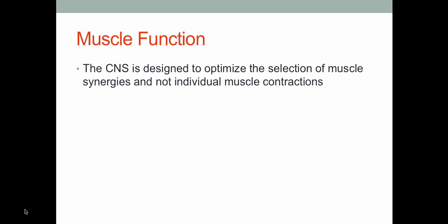Ultimately, the central nervous system is designed to optimize the selection of muscle synergies and not to go into individual muscle contractions. So if we can practice and function like this in our workouts and in our rehabilitation, it'll make our functional movements better.